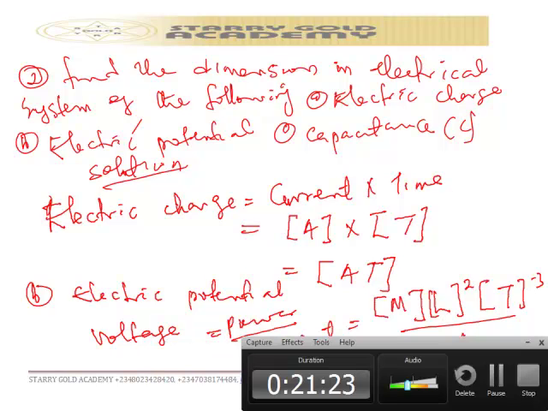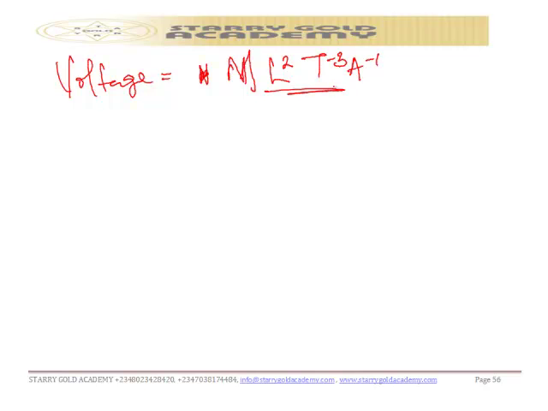Therefore, we are going to have our voltage. Our voltage is going to be M L 2 T minus 3 A minus 1.